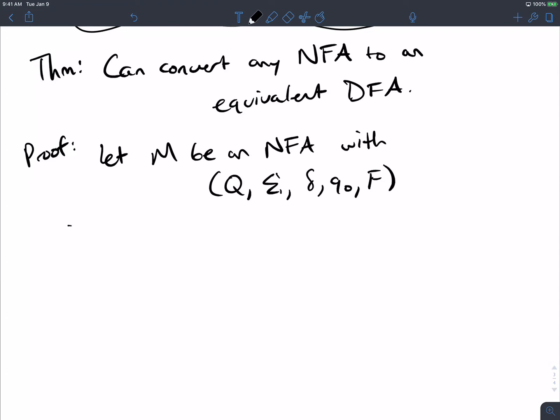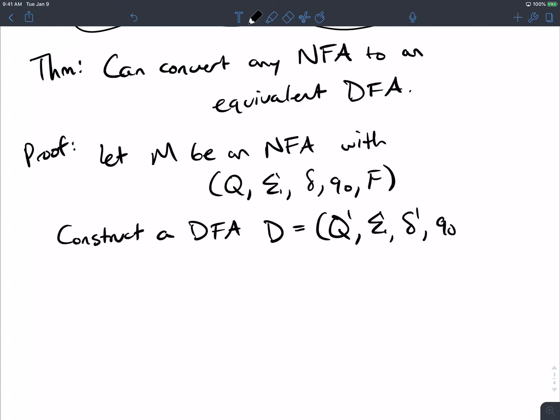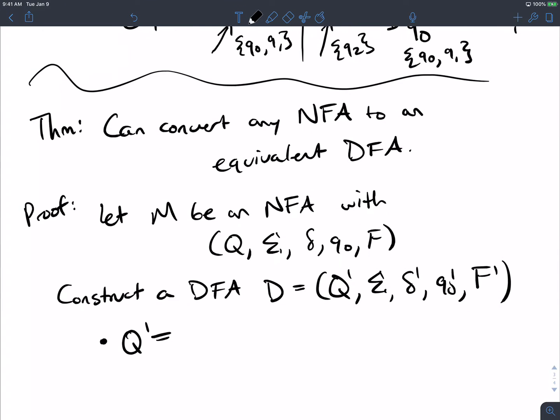So let's actually construct a DFA, D for Dougherty, obviously, Q prime, sigma, so the same input alphabet, different transition, different start state, different final states. Well, what are the states of the DFA going to be here? So I don't know whether some of the subsets are not going to work. So we might as well just put all of them in. Even if they don't work, we might as well put them in.